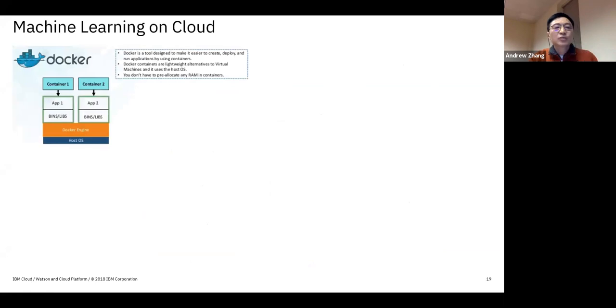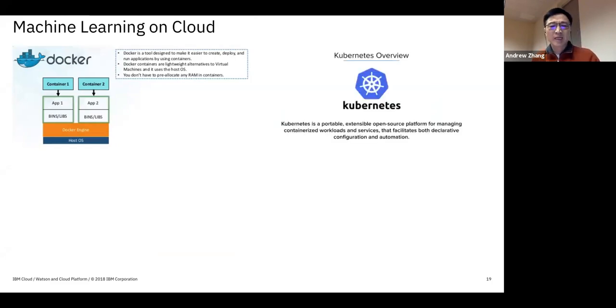So I want to introduce some foundation building blocks for running machine learning on the cloud and further on cross-cloud. One important piece is called Docker. Docker is a container technology sitting on top of the VM or host operating system. The other piece is called Kubernetes. Kubernetes is a technology or platform for you to manage containers, but to manage a large number of different types of containers working together.